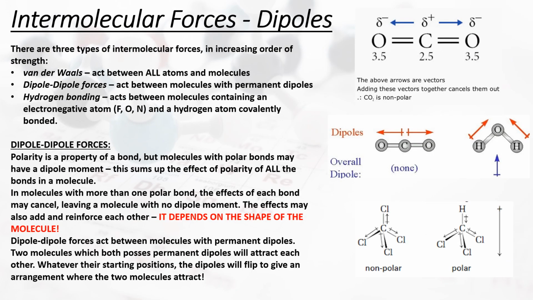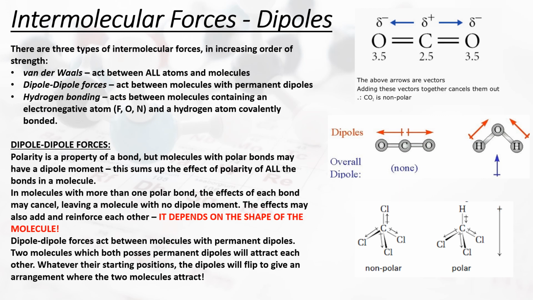So having talked about electronegativity and polarity, this now brings us on to intermolecular forces, the forces that exist between molecules. Now there are three types of intermolecular forces: van der Waals, dipole-dipole, and hydrogen bonding. And those are in increasing order of strength. So hydrogen bonding are stronger intermolecular forces than dipole-dipole, and they're stronger intermolecular forces than van der Waals.